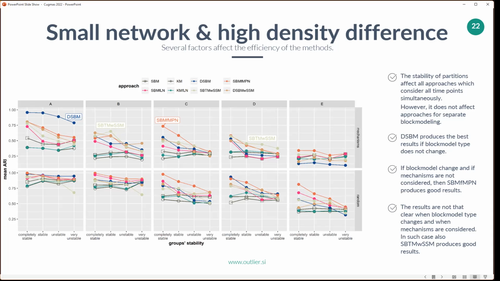Again, the dynamic stochastic block modeling approach produces by far the best results, especially when mechanisms are considered and when the block model type does not change. But if the block model type does change, then stochastic block modeling for multipartite networks is quite efficient, followed by the state space models block modeling approach, which might be used if stochastic block modeling for multipartite networks would not converge.